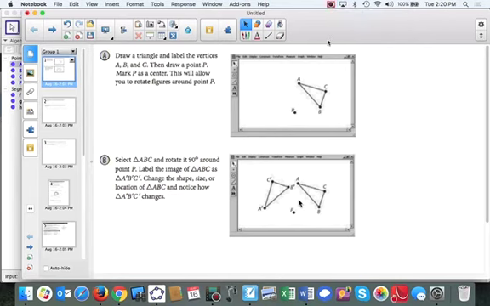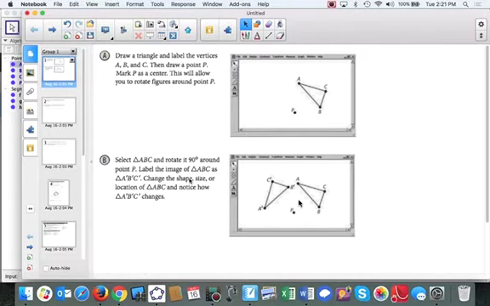In the Explore activity for this lesson, it has us using some geometry software. It looks like they are using Geometer Sketchpad, but I'm going to use GeoGebra, because GeoGebra is what we have in the classroom and GeoGebra is free. It says draw a triangle, label it ABC, and draw a point P so that we can rotate triangle ABC around point P.